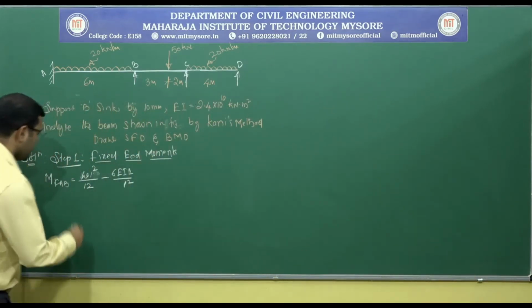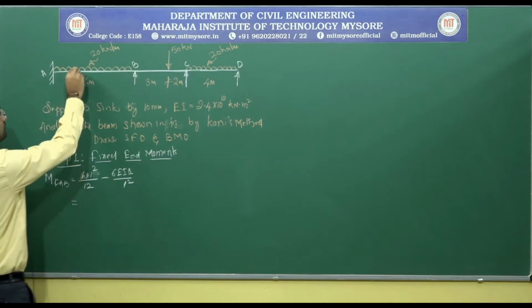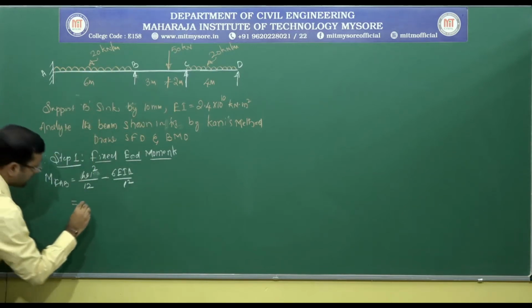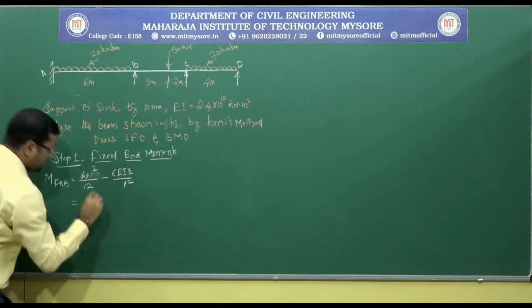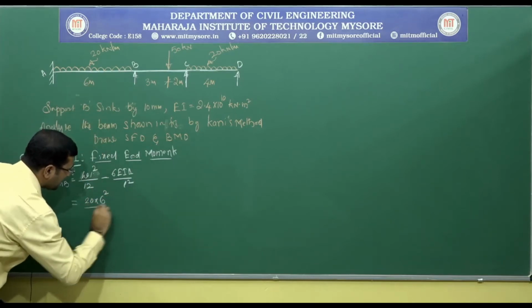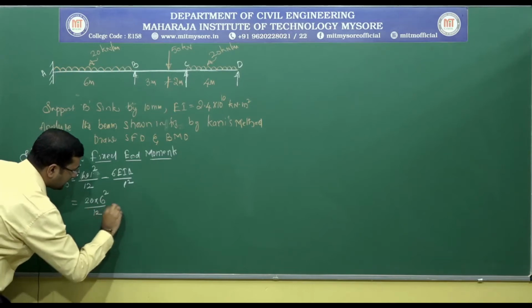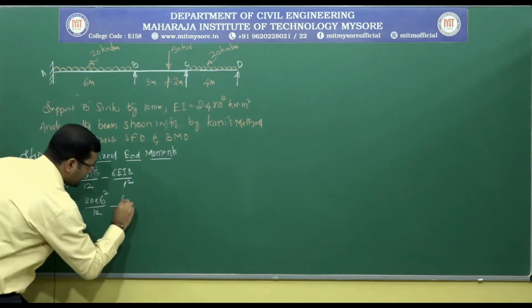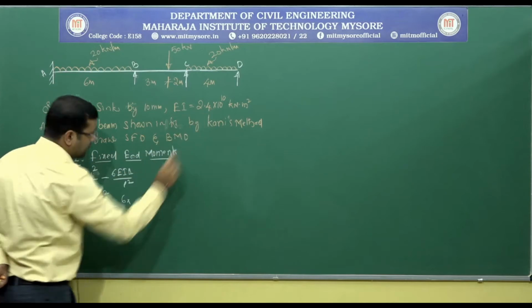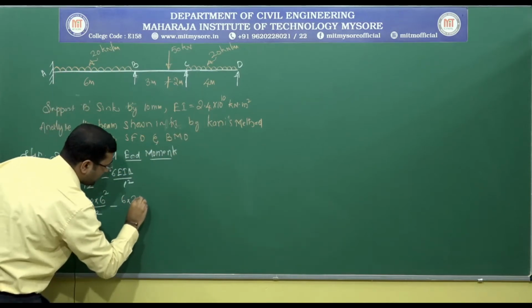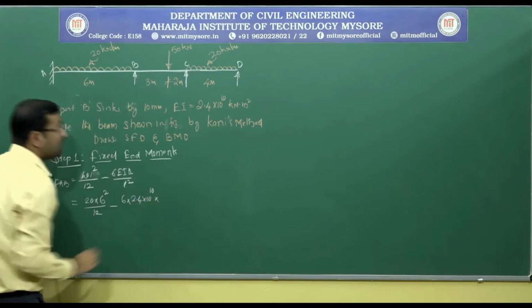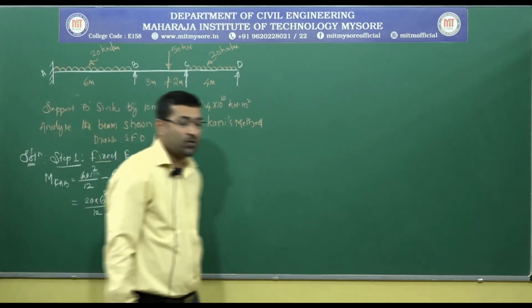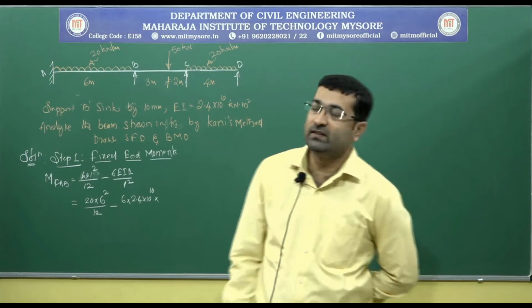Okay, right. So here the load is 20 kilonewton per meter. Span is 6 meter, so it is 20 into 6 square divided by 12 minus 6 EI delta. The EI value is given, so it is 6 into 2.4 into 10 to the power 10 into delta. Delta is positive for span AB.